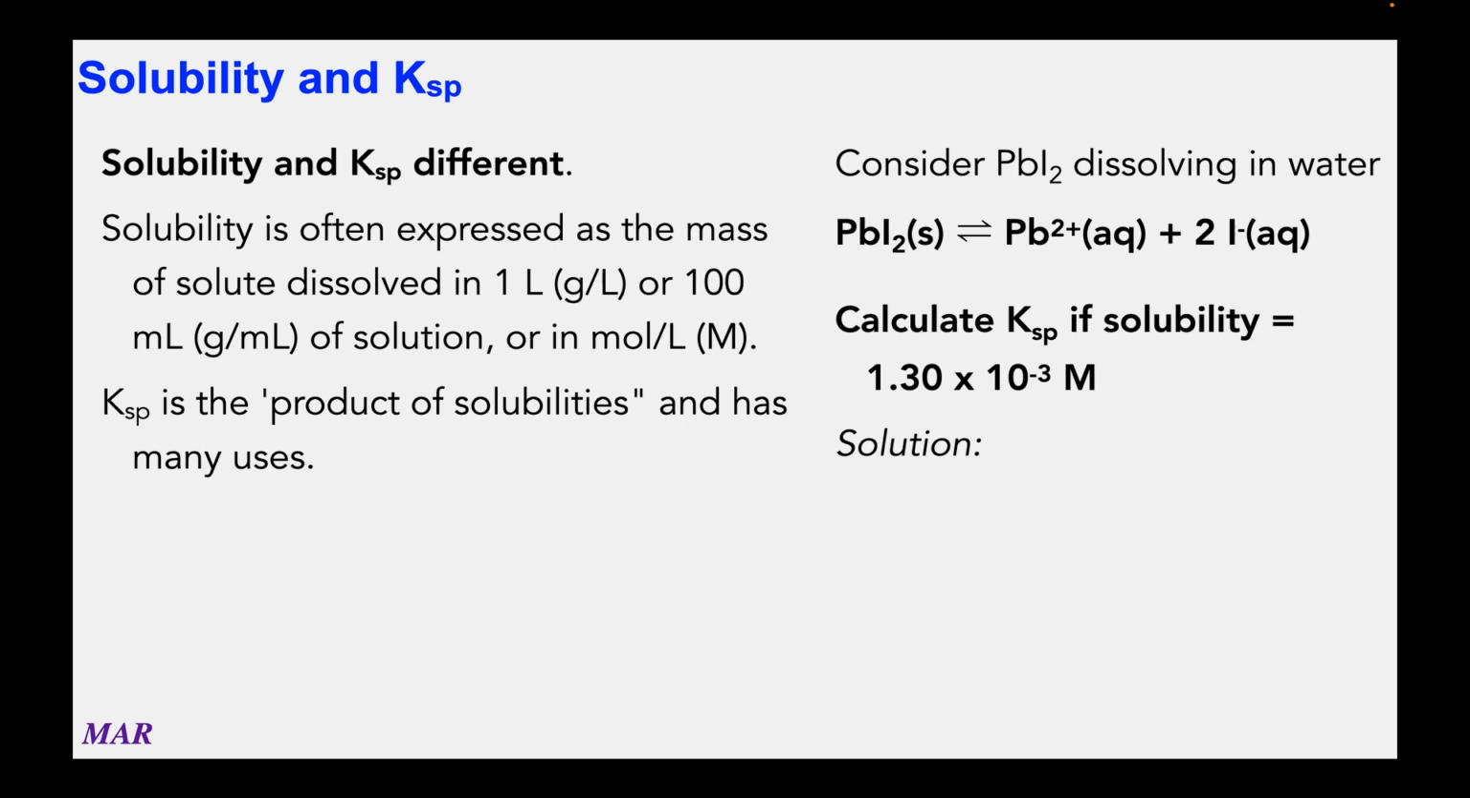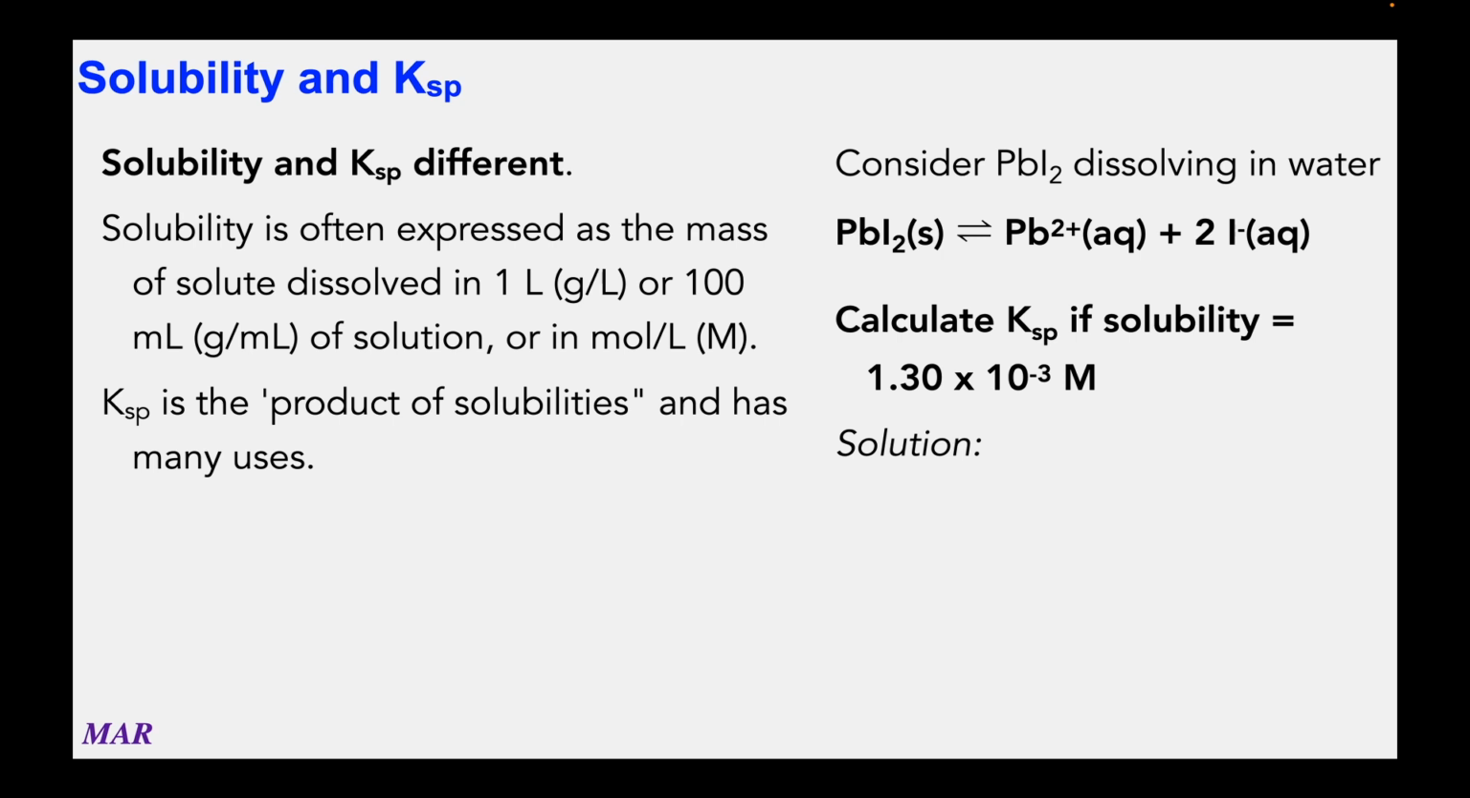So on the right-hand side there, we've got lead(II) iodide dissolving in water. The Ksp expression would have the solid as the reactant. The ions that go into it are products. And we can use the solubility to calculate Ksp. The solubility here is 1.30 times 10 to the minus 3 moles per liter. And again, what that's saying is that for every liter of water, you should be able to dissolve 1.30 times 10 to the minus 3 moles of lead(II) iodide. If you go over that, you'll see a solid, stay under it, and you should see everything dissolve.